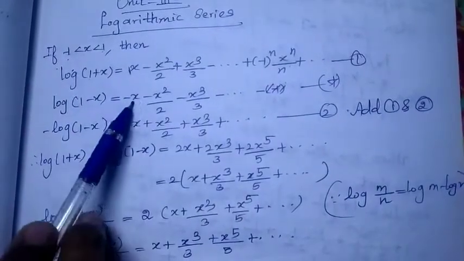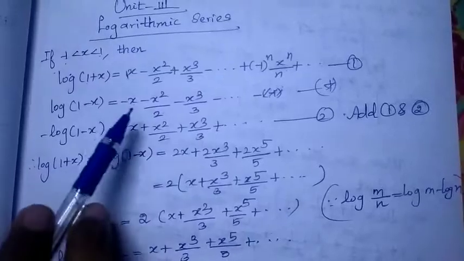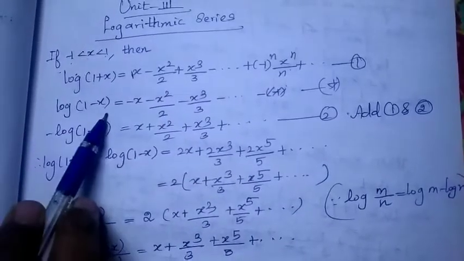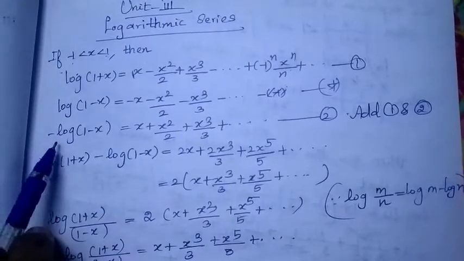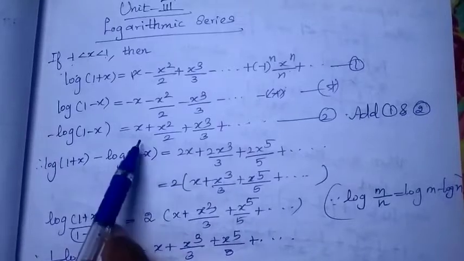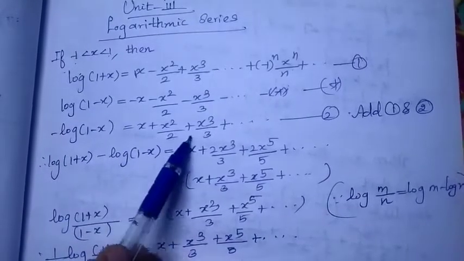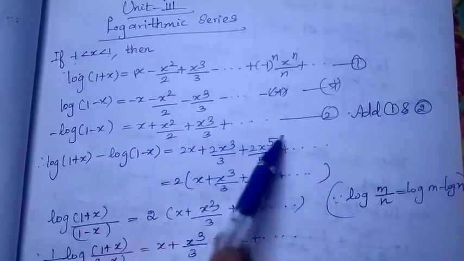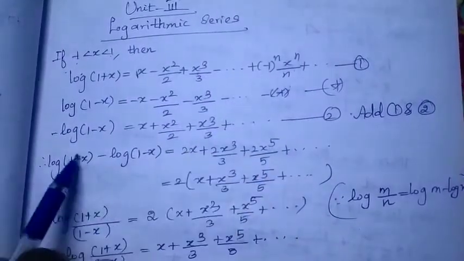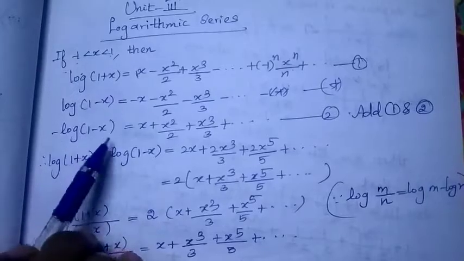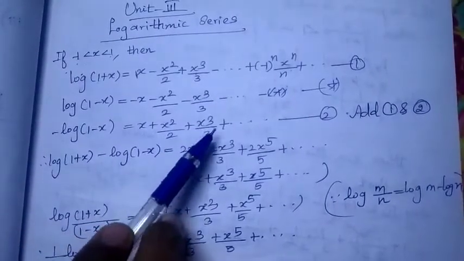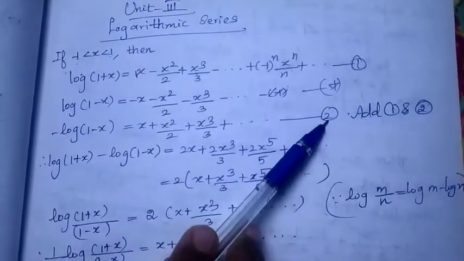Right? So since we are having all the minus terms, all terms are negative, just multiply this log of 1 minus x by minus. So when you multiply by minus, the right hand side will become plus. That is x plus x square by 2 plus x cube by 3 plus etc. So mark the first equation as 1. This is one formula. And minus log of 1 minus x formula is all terms are plus. That is x plus x square by 2 plus x cube by 3 plus etc. Mark this equation as 2.